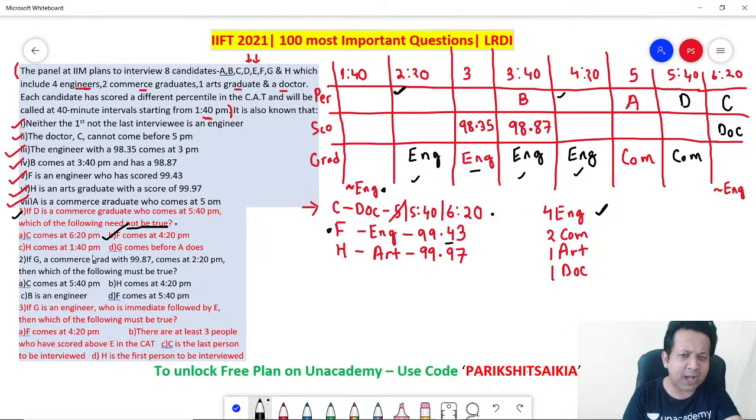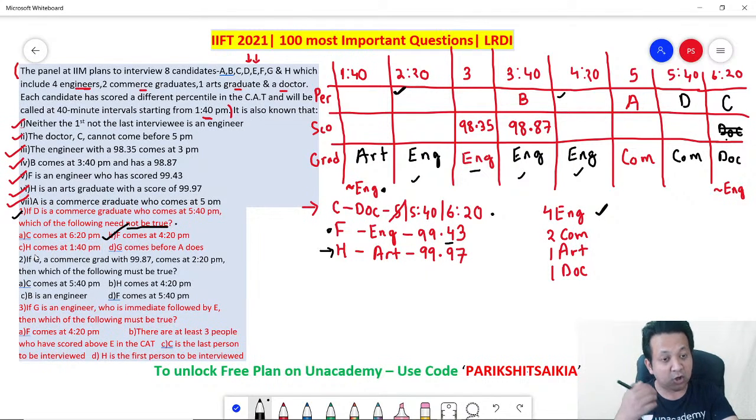C. H comes at 1:40. Will you agree? Who is H? An arts guy. Remember, every other place is filled, right? And remember, this is a doctor. The doctor, I'll put it here. The doctor is also here. So the only possibility is definitely the arts guy will be here. And H is an arts guy. So option C is always true.